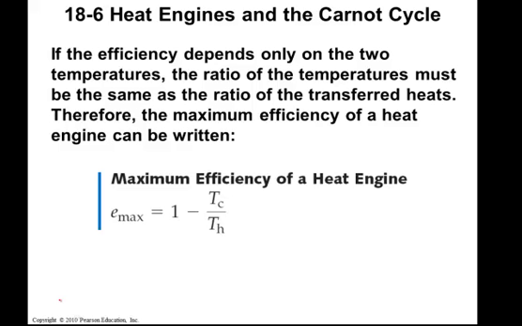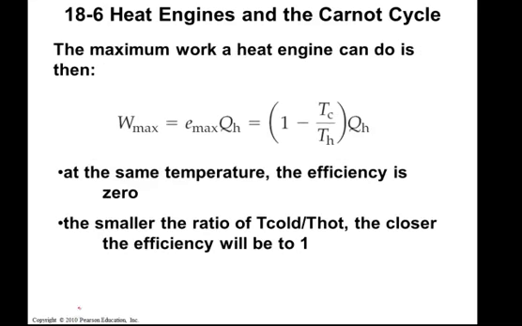And the efficiency depends on the two temperatures. And in order for those to be the same, we have to have the same ratio of the transferred heat. And to find the maximum efficiency, we can take 1 minus the cold temperature divided by the hot temperature. And that's to find maximum efficiency. And the maximum work it can do is the efficiency times Q of the hot. So this was my efficiency, and then I can take it times the hot reservoir.